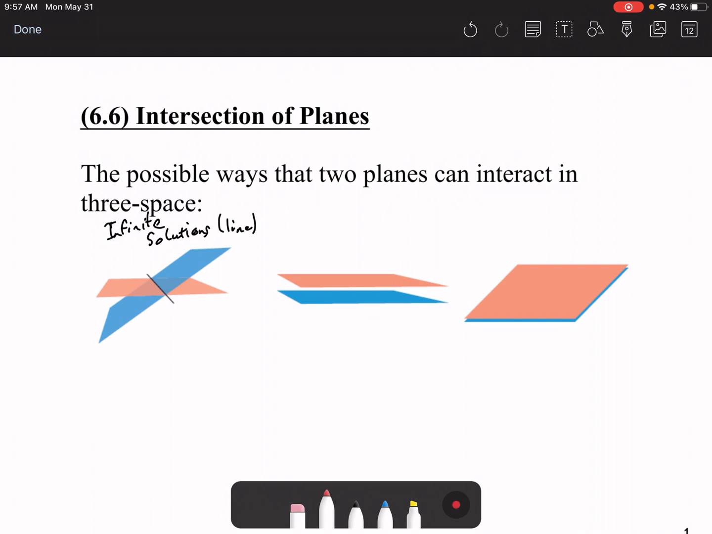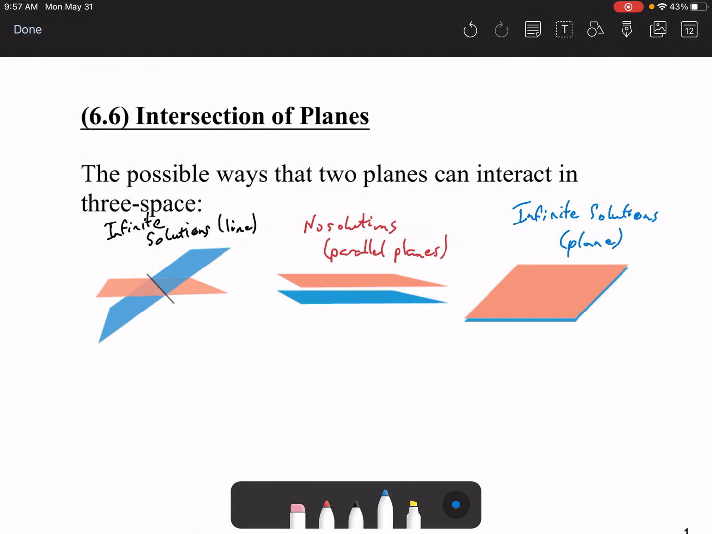You could also have 2 planes that don't actually intersect and are parallel, so no solutions. And in the last case, you can actually have an infinite set of solutions where the 2 planes are actually the same, and therefore give you a plane of intersection.